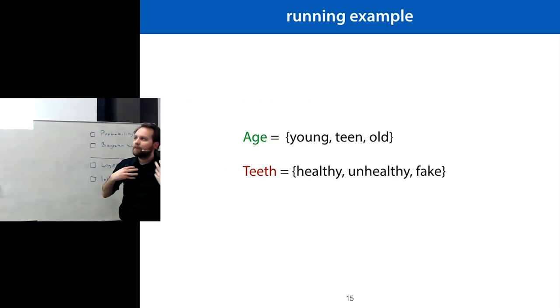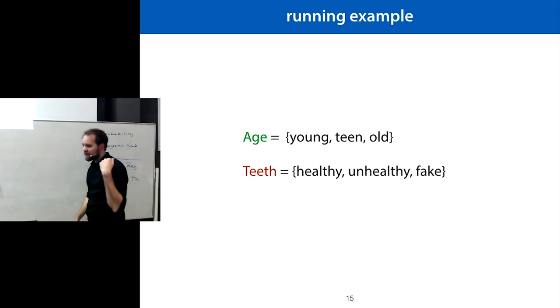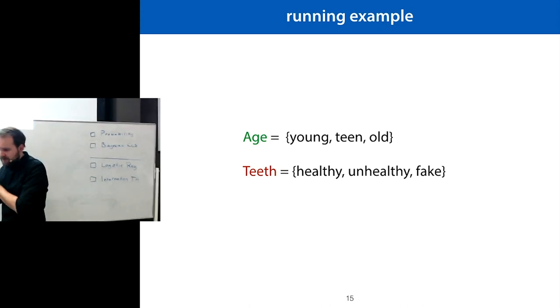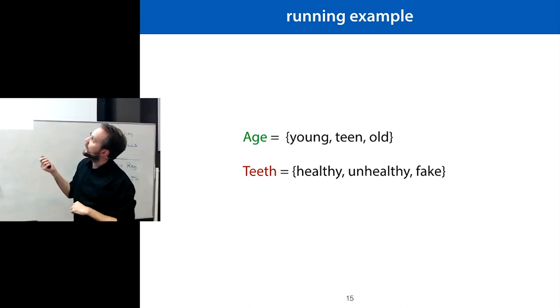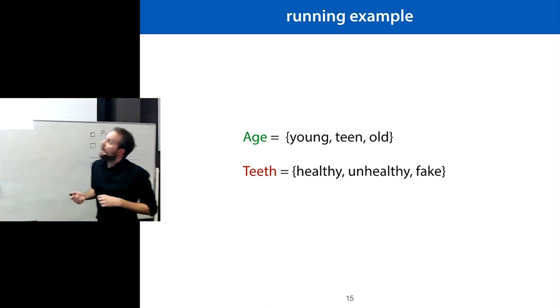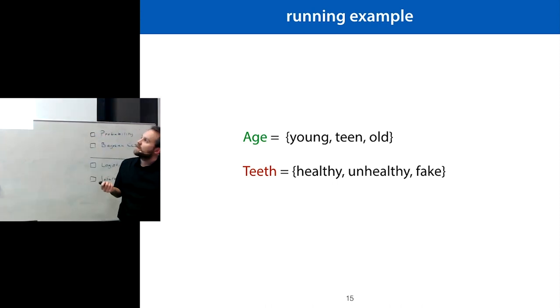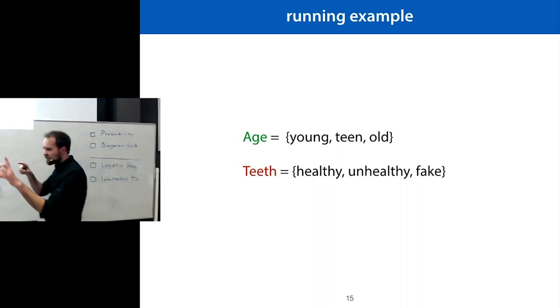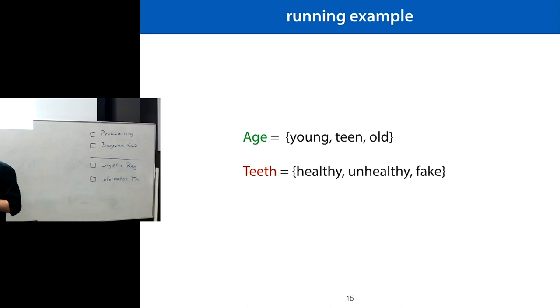So we pick, let's say, a random person from the population, and we measure their age. We bin it into three categories to make things easy. So they are either young, a teenager, or old. And we look at their teeth. And their teeth are either healthy, unhealthy, or fake. So with these two random variables, we can set out the probabilities.